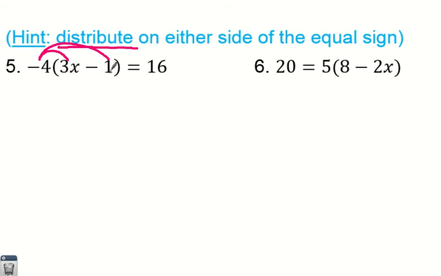So negative 4 times 3x, that is negative 12x. And then negative 4 times minus 1 is a plus 4. So that's my first move. After that, after clearing parentheses, then I would check: are there any like terms that are already on the same side? And in this example, there is not. Negative 12x and positive 4, they're not like terms.